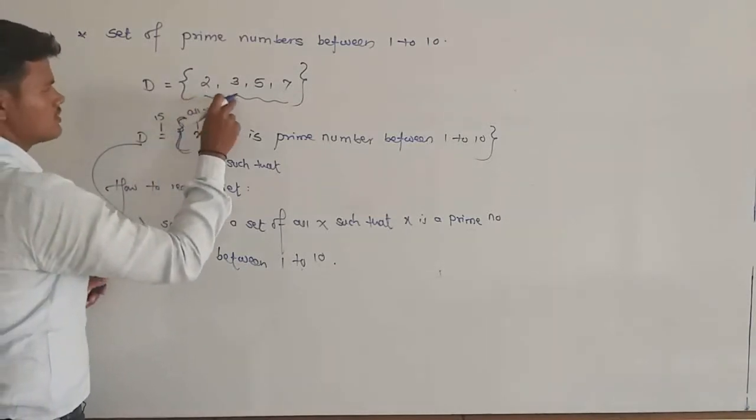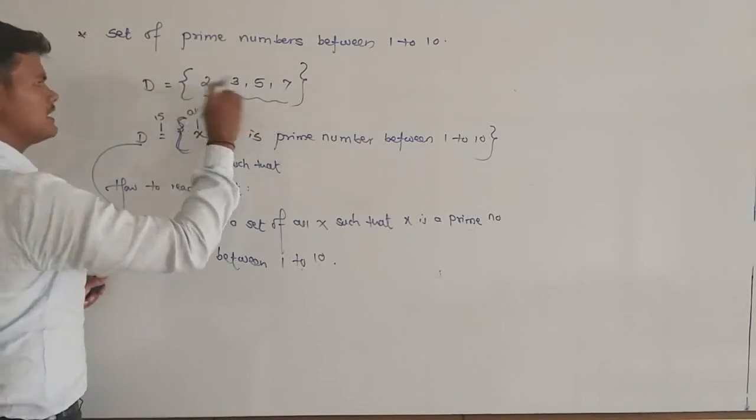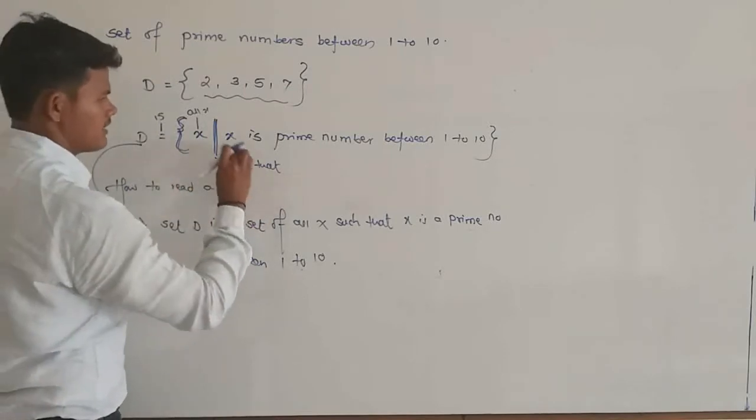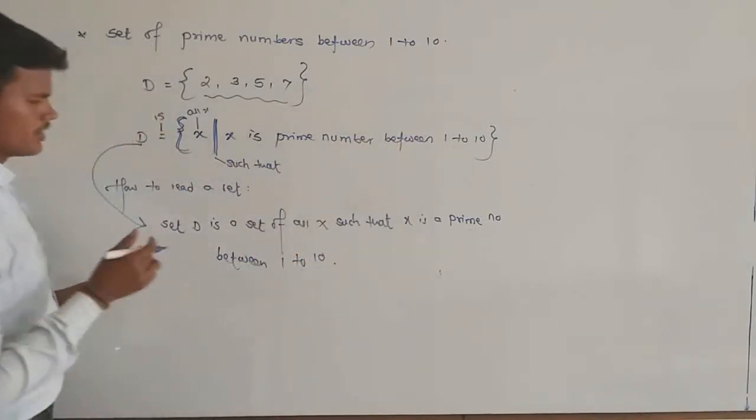For the elements 2, 3, 5, 7. So to include all the elements, we read as all x. The vertical line is read as such that x is a prime number between 1 to 10.